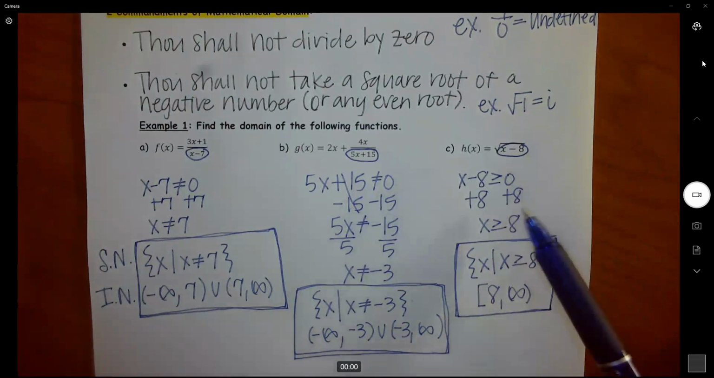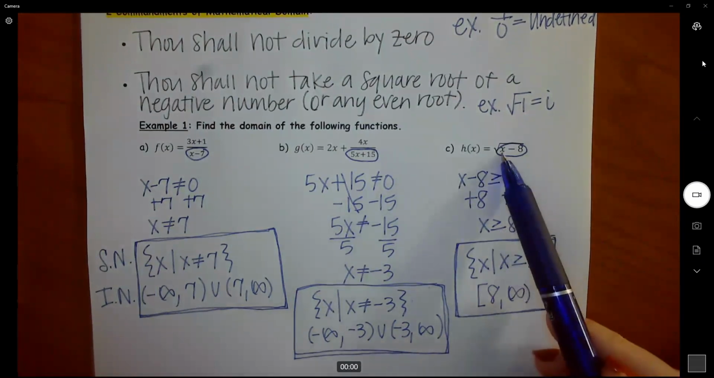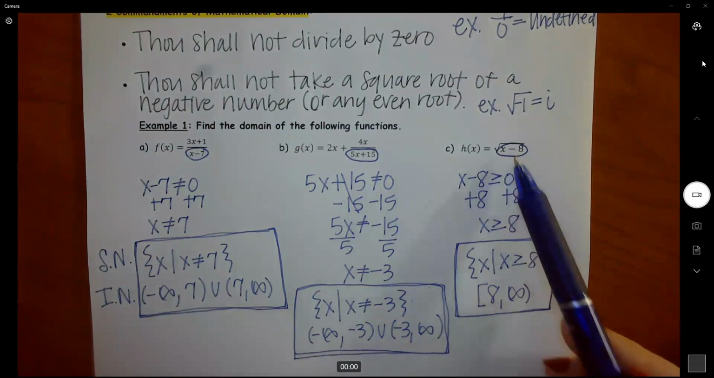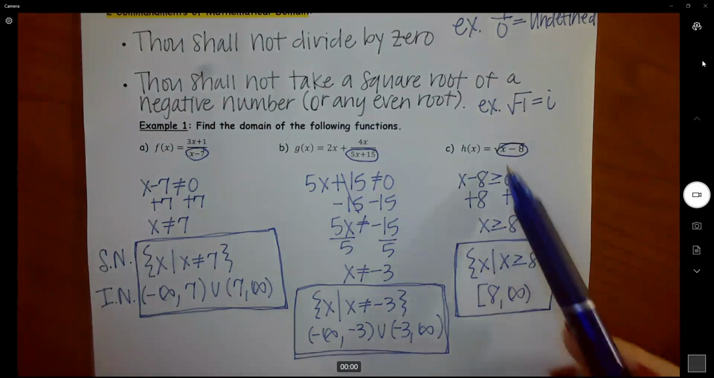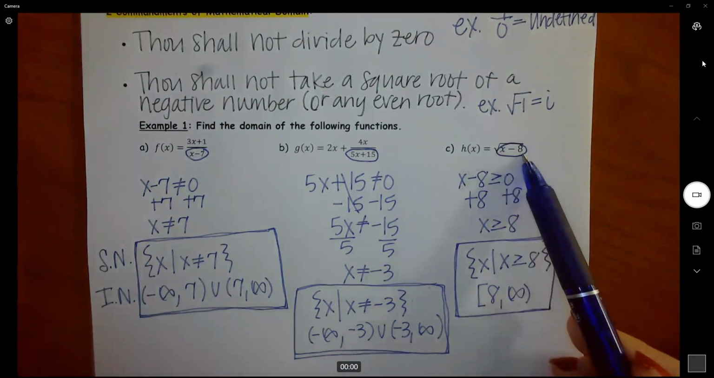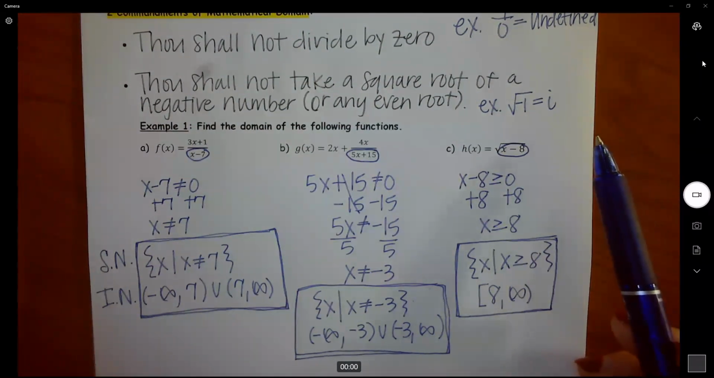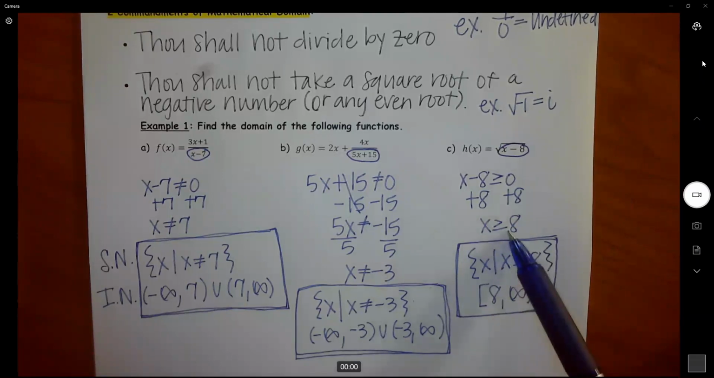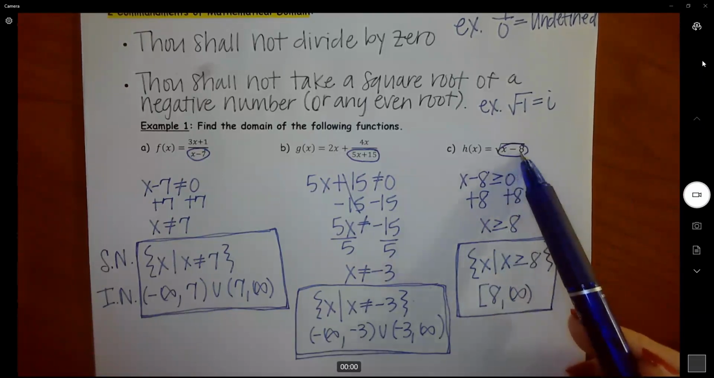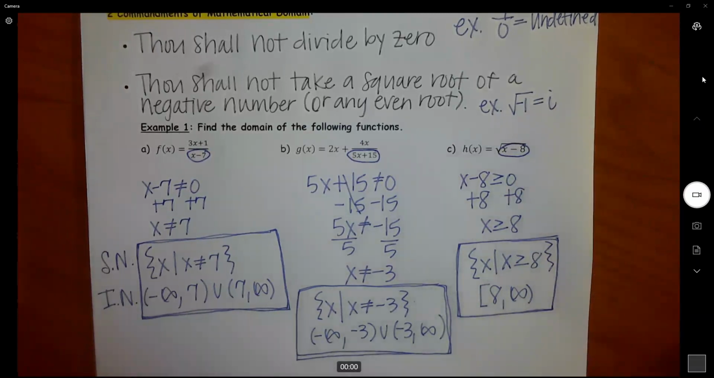And if we check our answer, if I plug in 8, because it can equal 8, right? If I plug in 8, 8 minus 8 is 0, the square root of 0 is 0, that's okay. If I go greater than 8 to 9, 9 minus 8 is 1, and the square root of 1 is 1. It's positive, so that's fine. If I violate this condition and I go to 7, 7 minus 8 is negative 1, and the square root of any negative number is not real, it's imaginary.